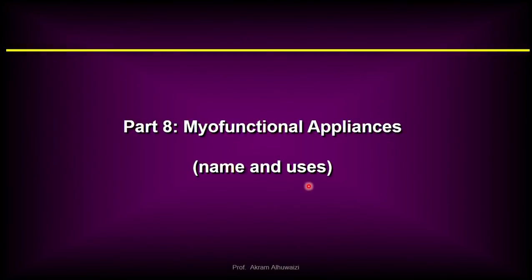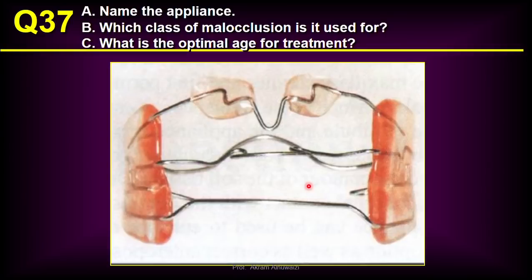Part 8. Myofunctional appliances. Name the appliance. It's a Frankel 3 appliance. Which class of malocclusion is it used for? It's used for class 3 malocclusion. What is the optimal age for treatment? Around 8 years of age.